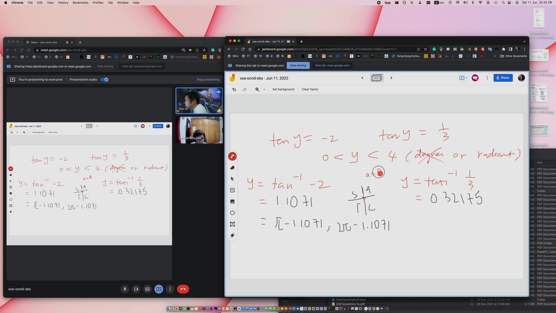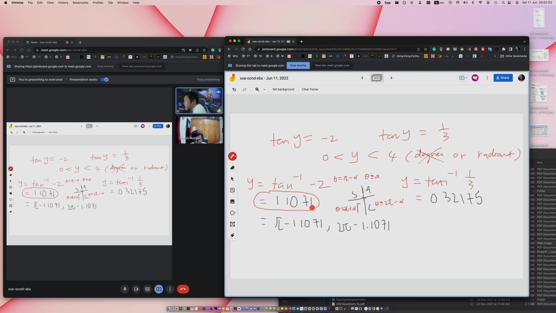Can you remember the formula for each quadrant? Theta is equal to pi minus basic angle for sine. Good, you have to write all this down first. Then tangent is pi plus alpha, and the fourth is 2 pi minus alpha. First thing first, you get this 1.1071 from the calculator, right?